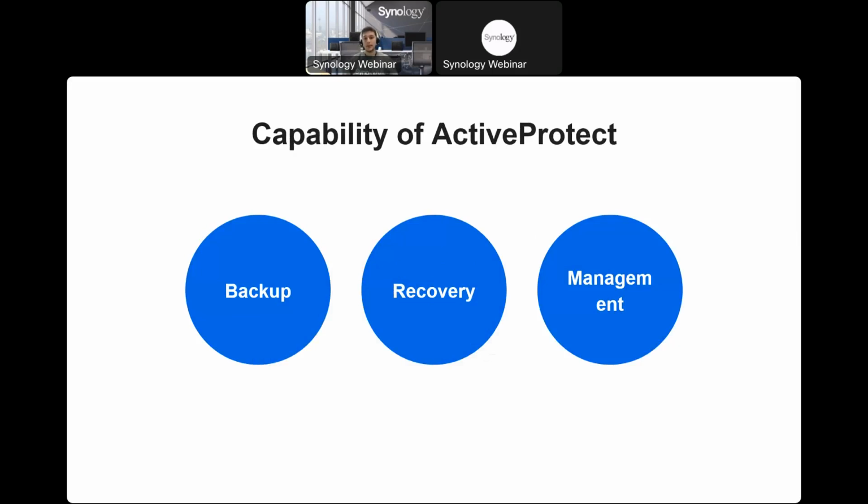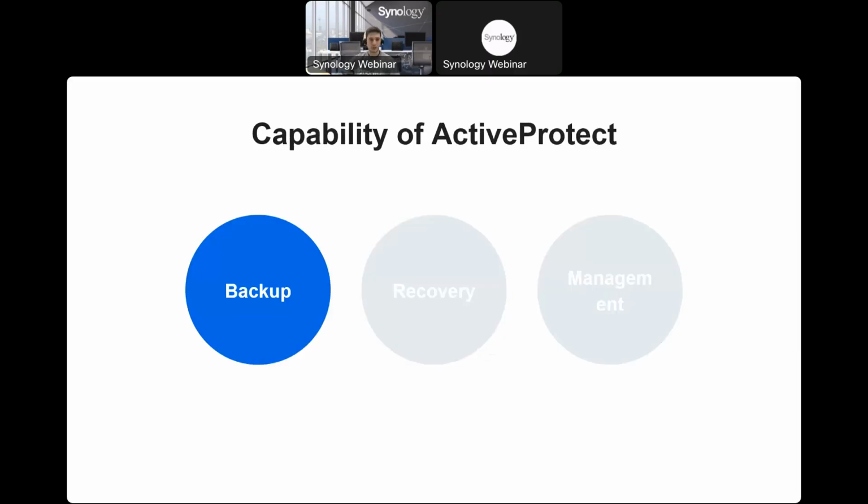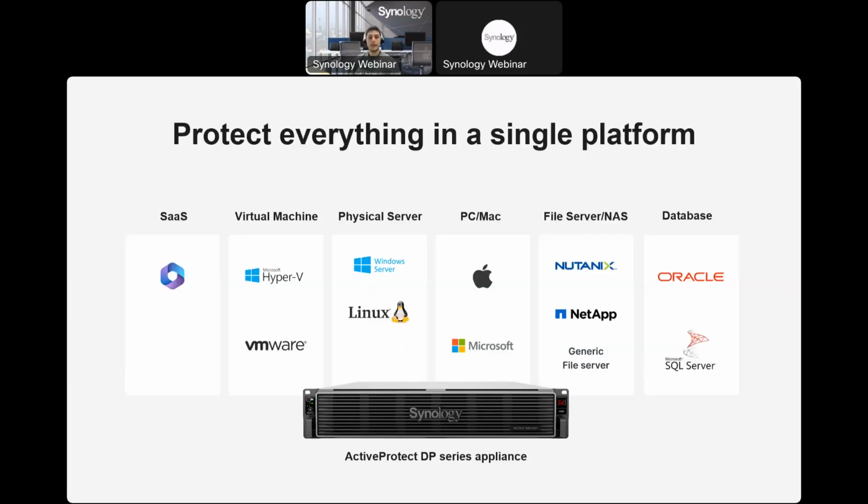Apart from being easy to set up, Active Protect Appliances, APA, offer more features. Now I will explain the capabilities of APA in terms of backup, recovery, and management. So let's start with backup. APA can protect everything within an enterprise, from endpoint devices to core infrastructure like virtual machines, databases, and even cloud services.